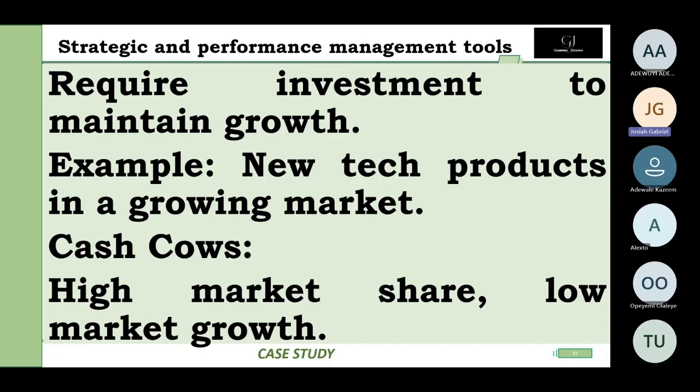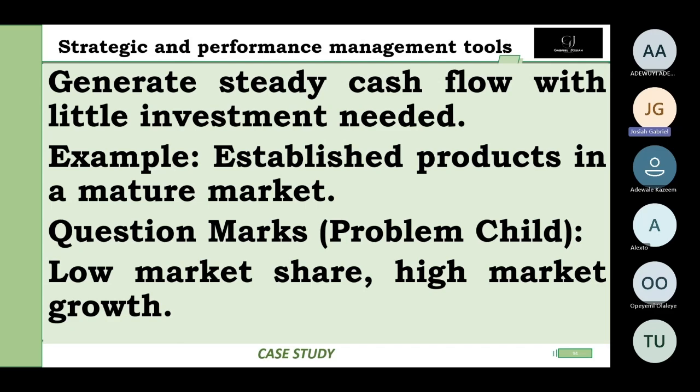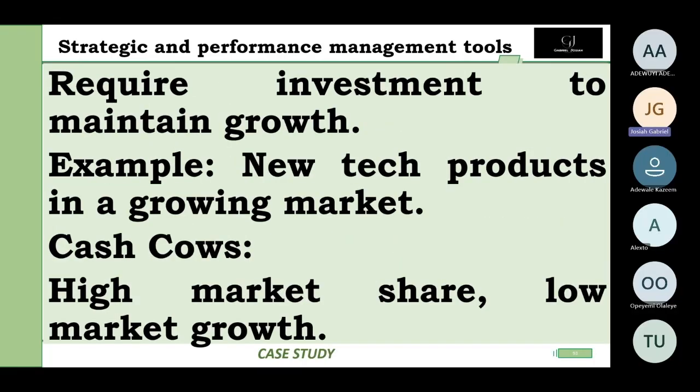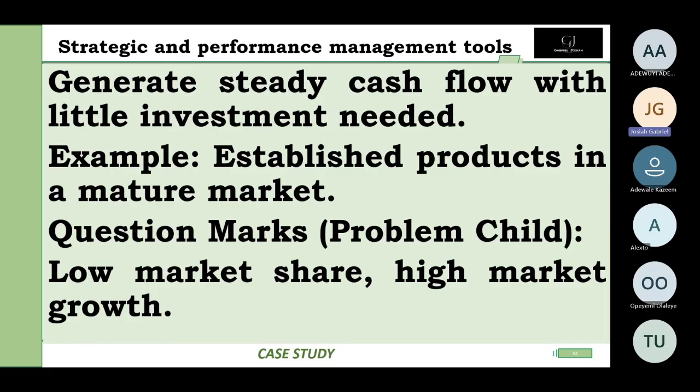Cash cows have high market share but low market growth. So cash cows generate steady cash flow and you don't need to invest in them because they have a low growth rate. You just maintain that market share. Maintenance, not reinvestment, of the market share of that product is very important. That's why it's called a cash cow, because it provides steady cash flow with little investment. So such products, you just maintain them and don't drop them. For example, an established product in a matured market.